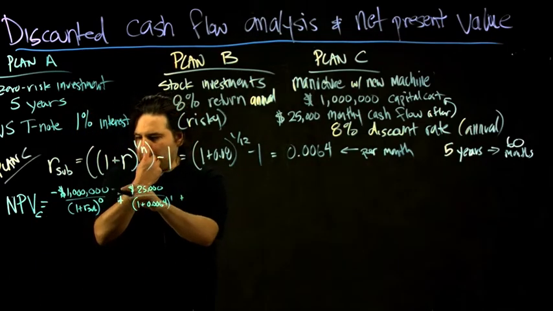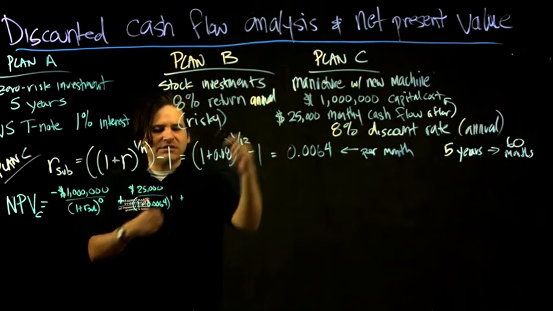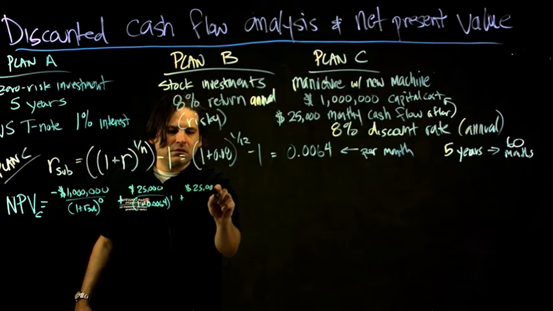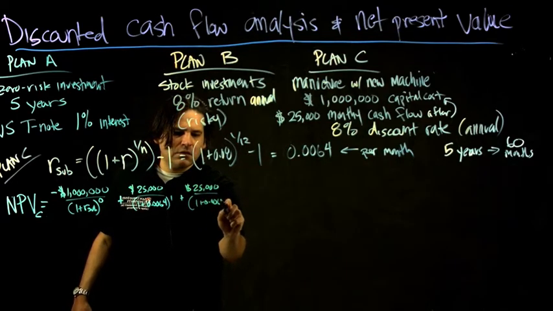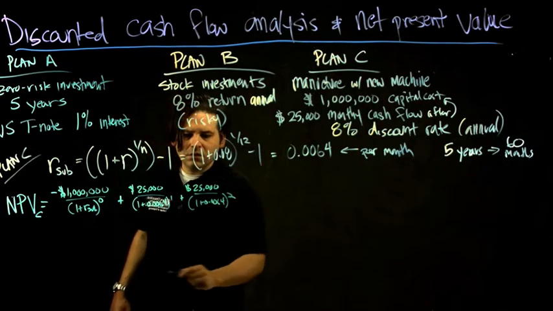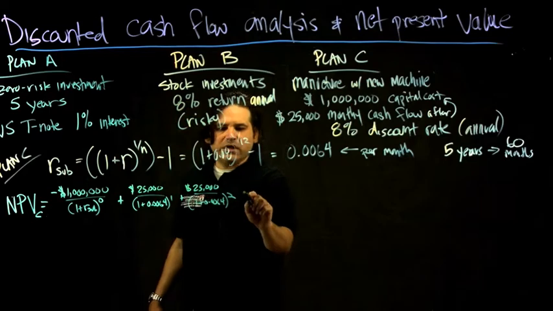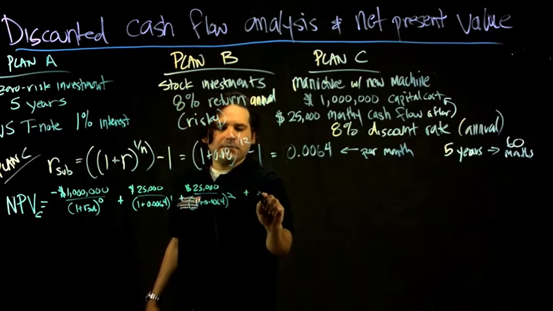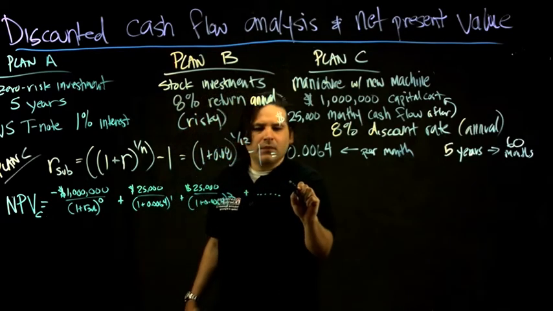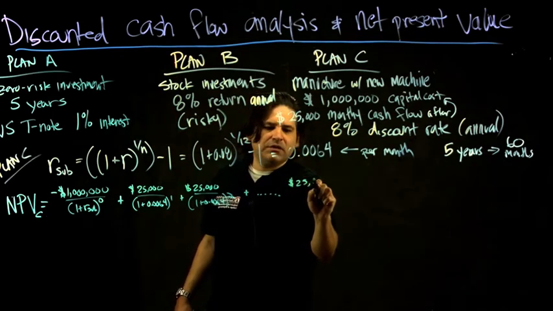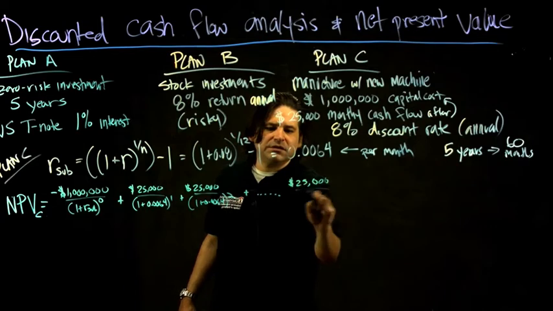Now that we're out of the initial period and we assume it's the same cash flow, it compounds over 2 months. So then you would continue this pattern to the last month, the 60th month, which will be 5 years.